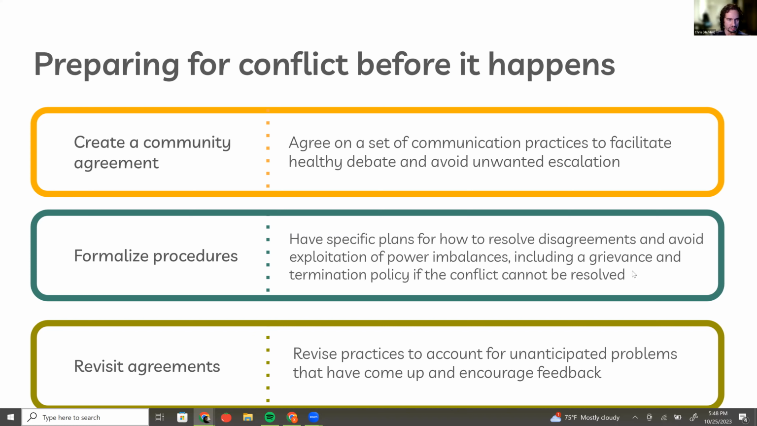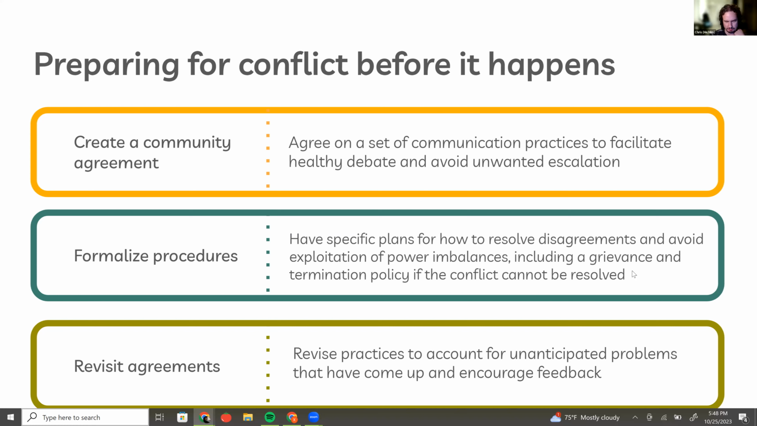So one good place to start, I think, is to talk about community agreements. So whenever you're meeting together, or just as a general principle for when you're working together, it can be useful to agree on a set of communication practices to facilitate healthy debate and avoid unwanted escalation. And even talking about conflict avoidance, like actually making a commitment to work out conflicts instead of avoiding them, can itself be one of these community agreements. And based on how the group works together, you want to come up with particular practices that tend to draw out better resolutions.